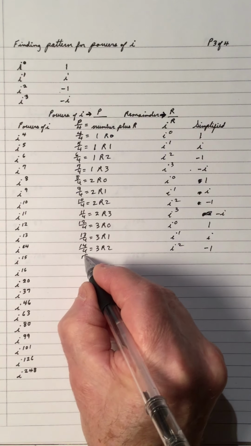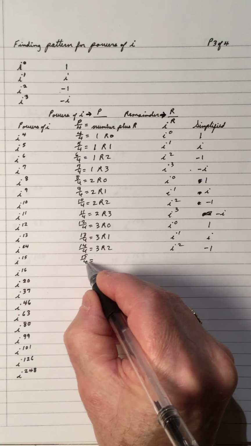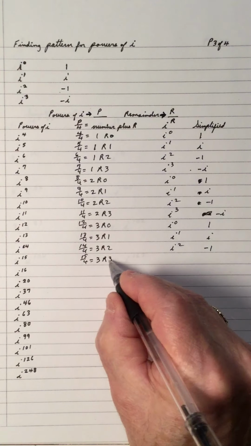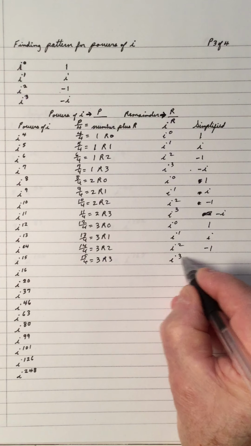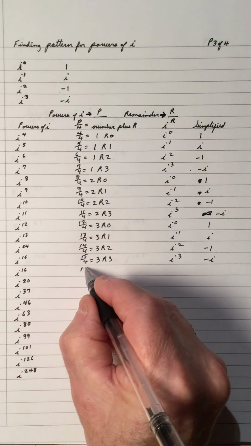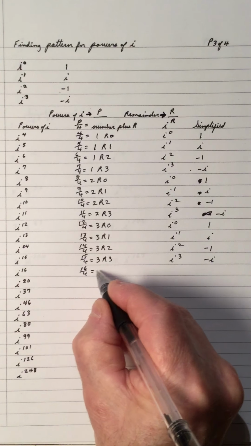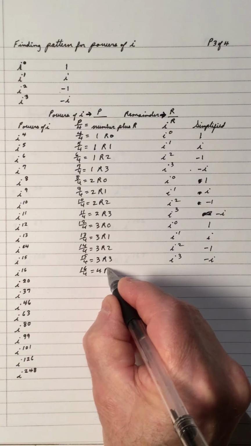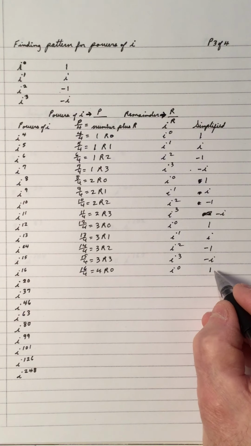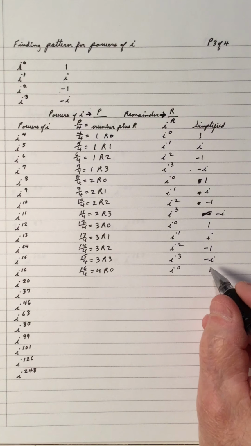15 is the power divided by 4. 4 into 15 goes 3, with a remainder of 3. The remainder is 3, so it's i cubed, which is -i. 16 is the power divided by 4. 4 into 16 goes 4, with a remainder of 0. So i to the 0 is 1. So hopefully you see the pattern.